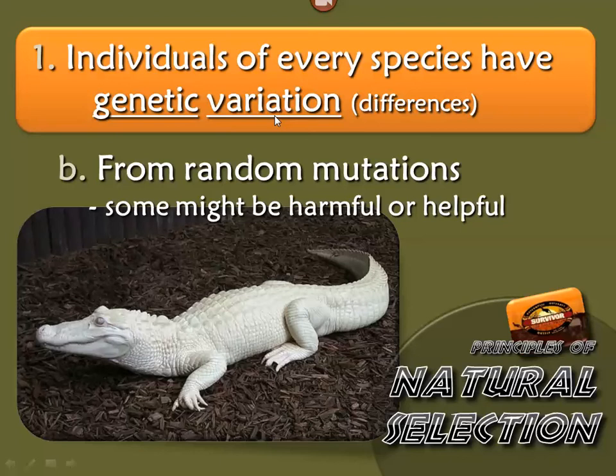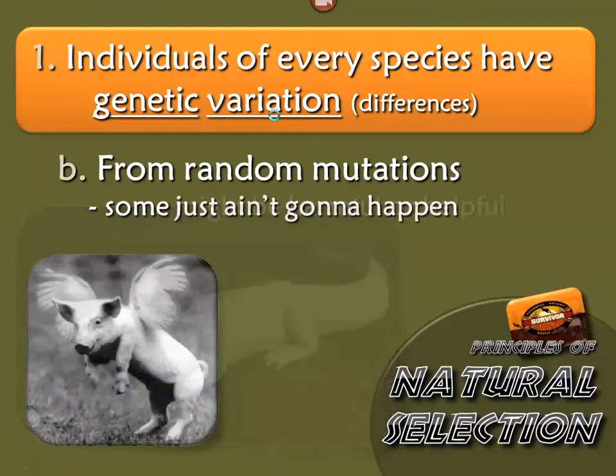This large reptile here, this is an albino, so it doesn't have the regular pigment, the coloring of a normal alligator, but this could be a helpful adaptation if it lives in a white sand environment, or perhaps if it lived in the snow, which not too many alligators do. Some mutations just ain't going to happen.